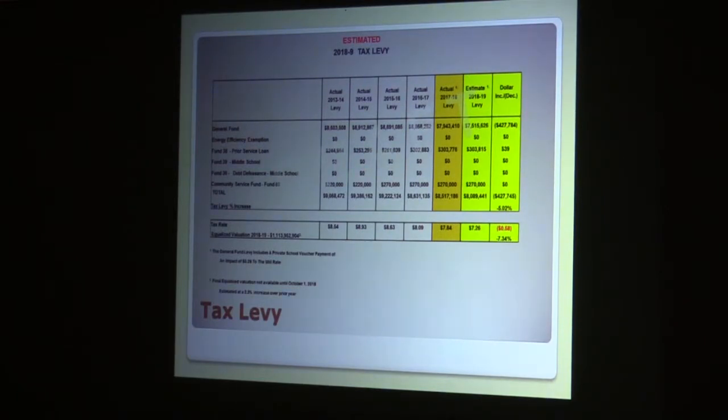Okay, so what does it all mean? What I've got there is a six-year history of where we've been and where we're going with the tax levy. The column in orange is what our tax levy was last year. The first column to the right of the orange is what we're estimating this year. A couple of key things: we don't know what's happening with private school choice, parental choice. I'm estimating a 2.5% increase in equalization value.